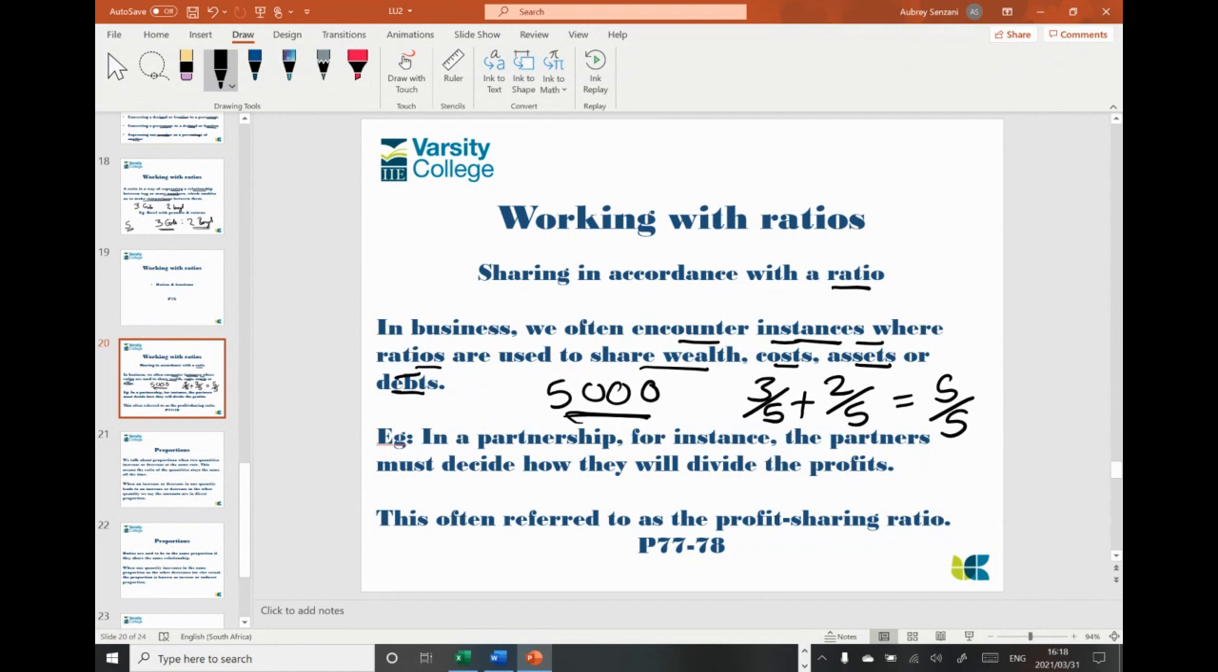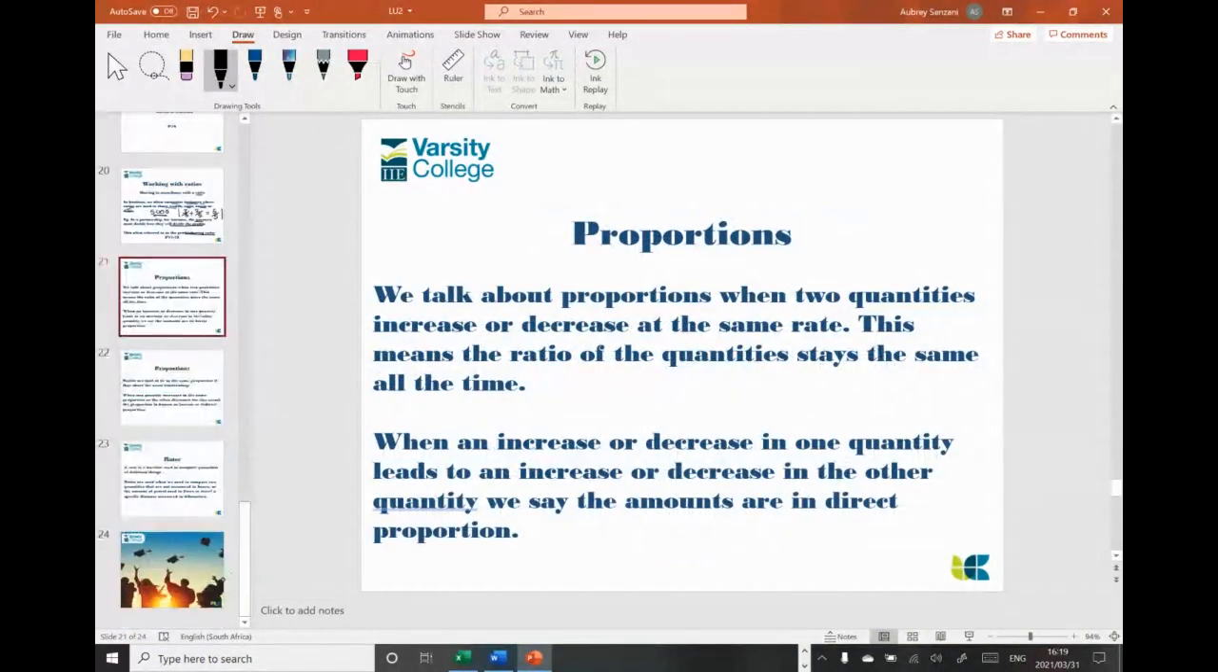In a partnership, for instance, the partners must decide how they will divide the profits. So here we use that type of example. This is often referred to as the profit sharing ratio.